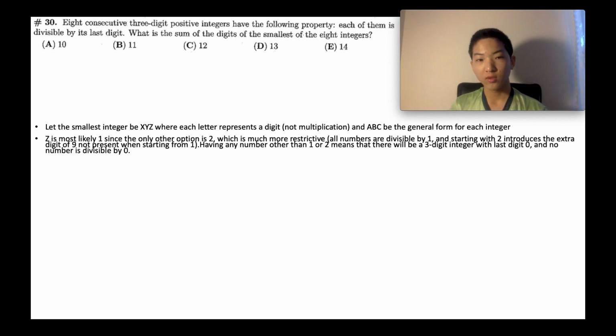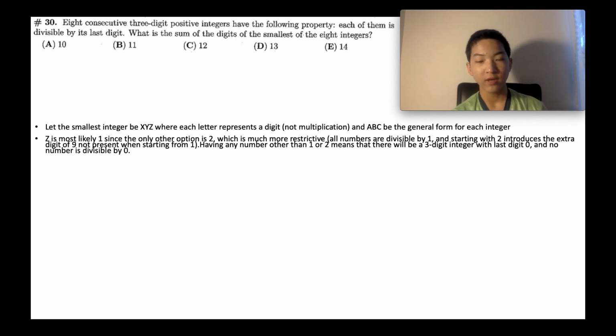Z is most likely 1, since the only other option is 2, which is much more restrictive than starting with 1, because all numbers are divisible by 1, and starting with 2 introduces the extra digit of 9, which is not present when starting with 1. So then we also have to worry about getting a number divisible by 9, and such a list of 8 consecutive integers may not exist.